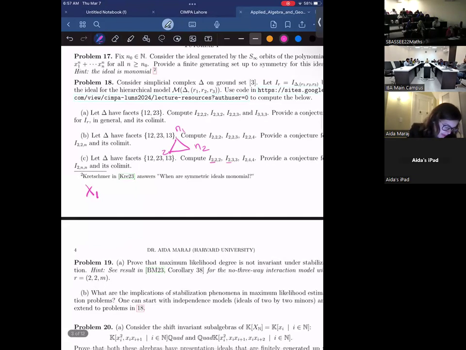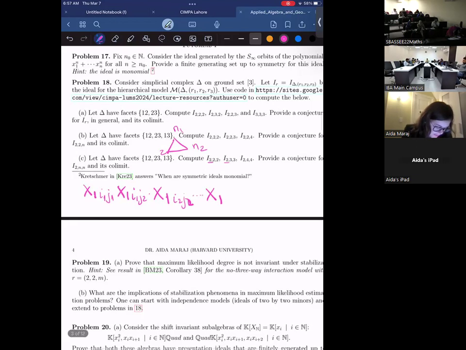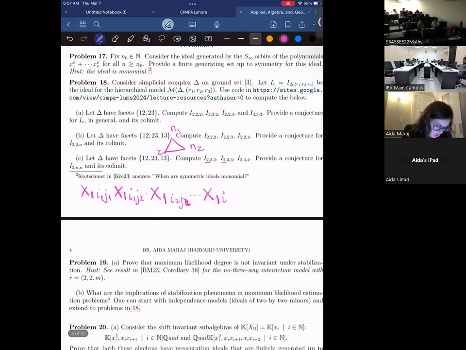X1 I1 J1, X1 I1 J2, X1 I2 J1, J2, sorry, I2 J2, and so on, X1 I K, J K, and X1. I hope I remember well.